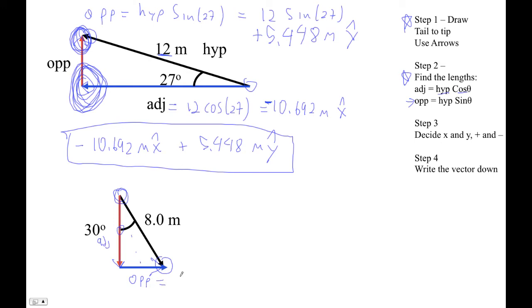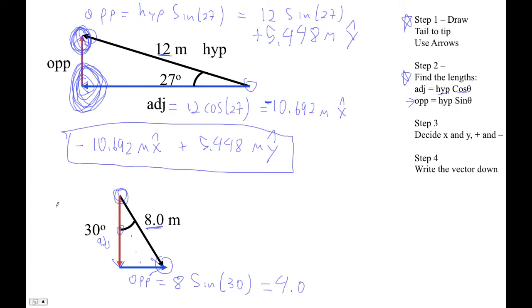Okay, the opposite side is going to be hyp sine theta. So the hypotenuse is 8. So I go 8 sine 30. Let's try that. 8 sine 30 somewhat surprisingly is exactly 4, right? Because the sine of 30 is one of those ones that comes out even, right?